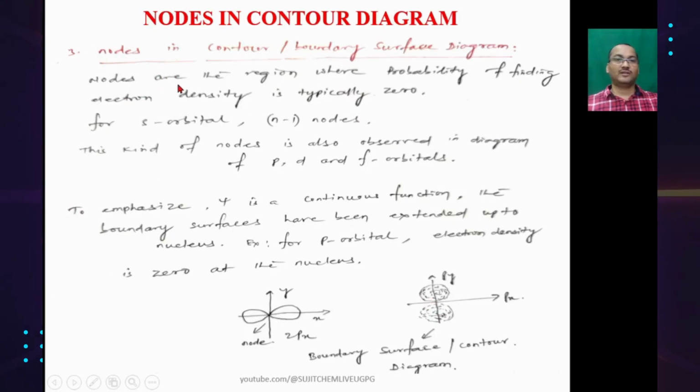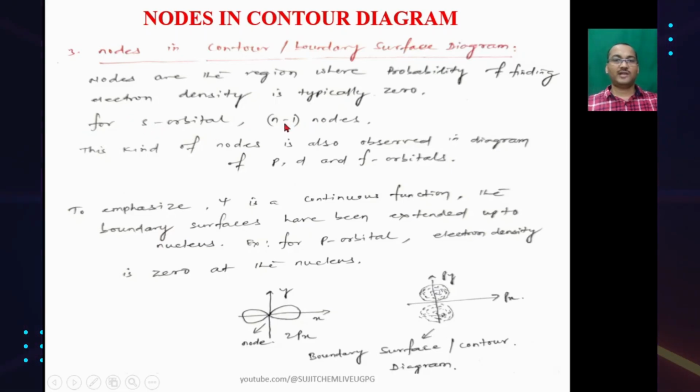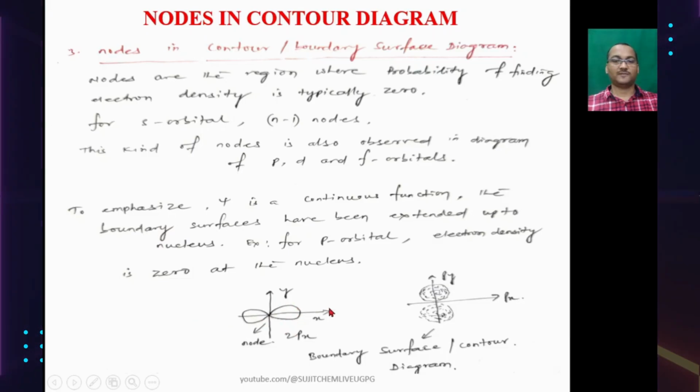Next is nodes. Nodes are the regions where the probability of finding electron density is 0. So for s orbitals you have n minus 1 nodes. This kind of node is also observed in the diagrams of p, d and f orbitals. To emphasize that psi is a continuous function, the boundary surfaces have been extended up to the nucleus. For a p orbital the electron density is 0 at the nucleus, so you can see at the center you have a node for the 2px orbital. And here you can see the boundary surface or contour diagram for the py orbital.